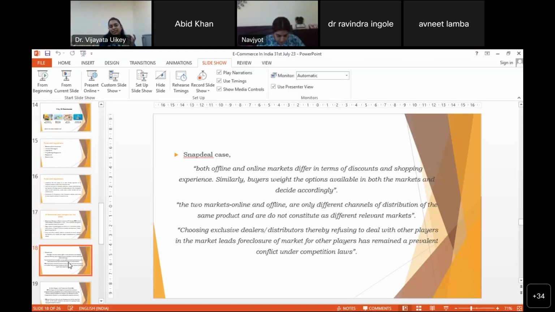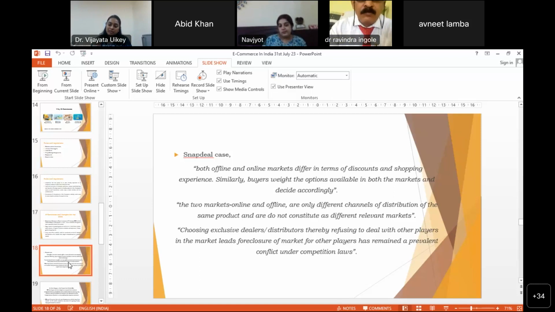Now coming to the Snapdeal case. This was a case where Sandisk and Snapdeal were involved. Ahuja, an informant, informed the CCI that a mail had been received from Sandisk, which manufactures pen drives and so on, saying that they have to take a no objection certificate if they want to sell it on an e-platform or any other platform.